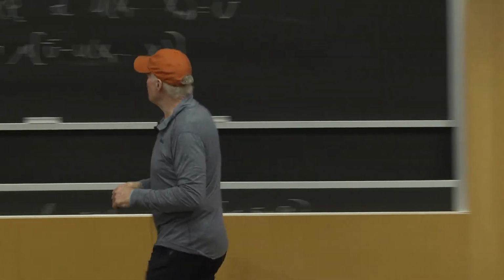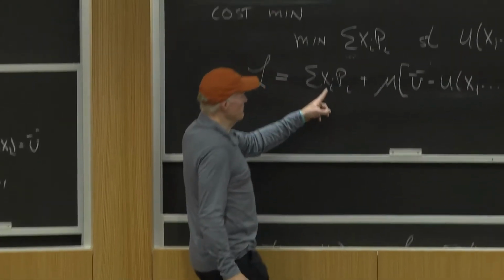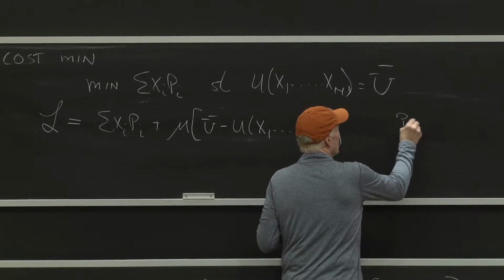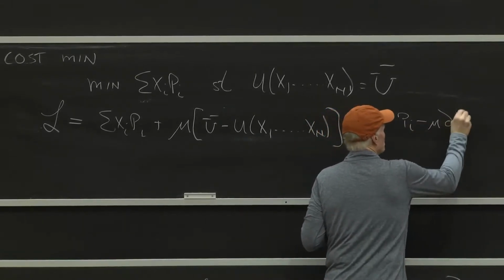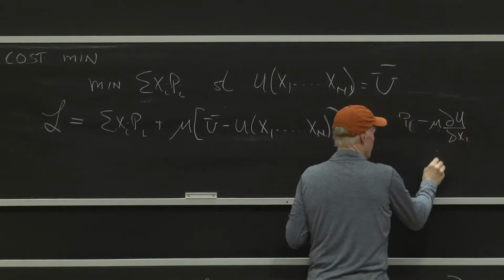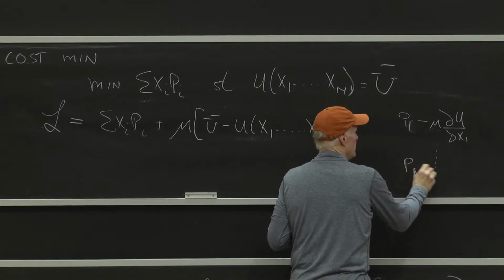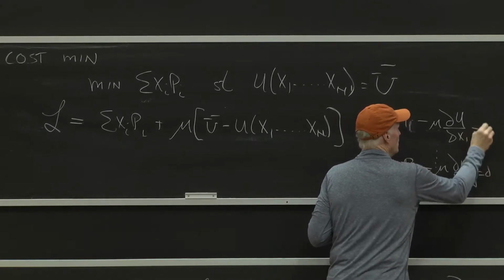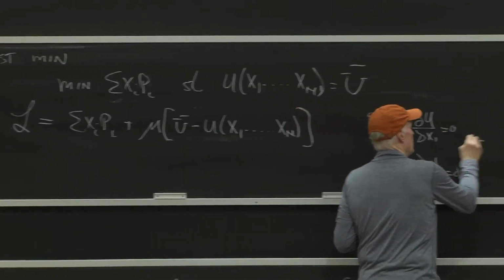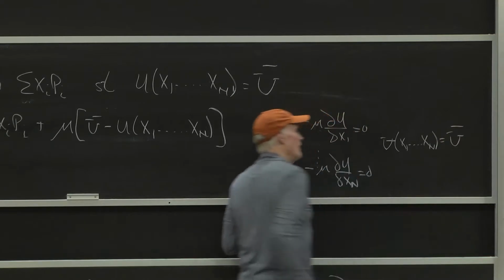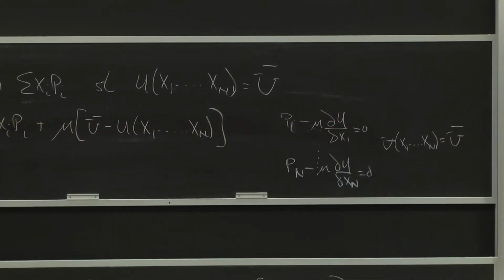All right. Now, what are the first order conditions? Well, we take the derivative with respect to each of the x's, and those derivatives are going to be p1 minus mu partial u partial x1, down to pn minus mu partial u partial xn. These all got to be 0. And u of x1 up to xn, of course, has to be equal to u bar. Okay. Those are my corresponding conditions to what I had before.